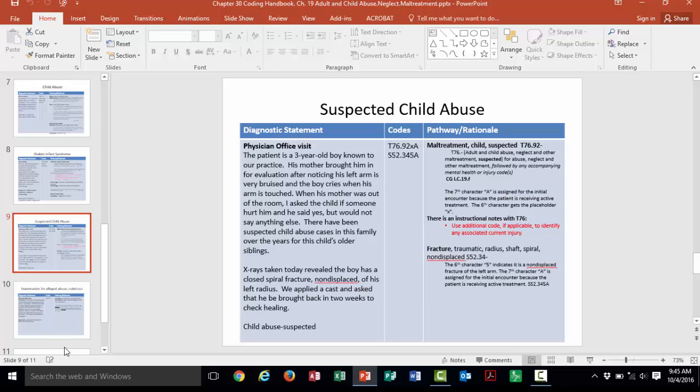X-rays taken today reveal the boy has a closed spiral fracture, non-displaced, of his left radius. We applied a cast and asked that he be brought back in 2 weeks to check his healing, and the physician has documented suspected child abuse. So in this case, this takes us to the T76 code for suspected child maltreatment, and we see that there is an instructional note with the T76 category telling us to use additional code to identify the injury, which we have done with the S52 code.